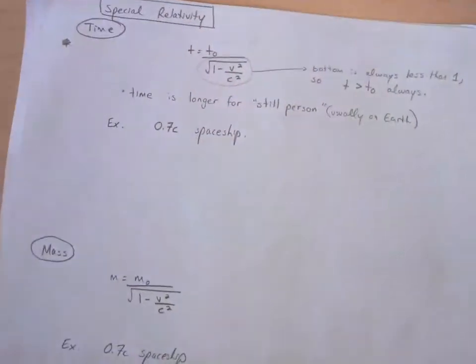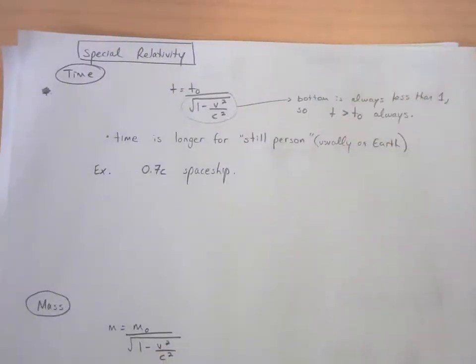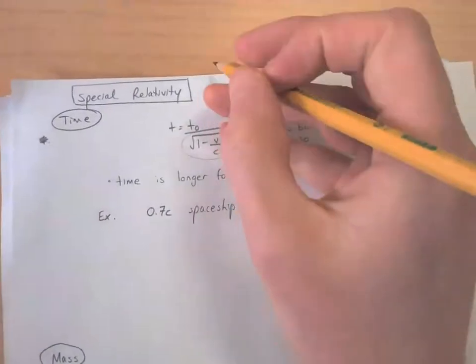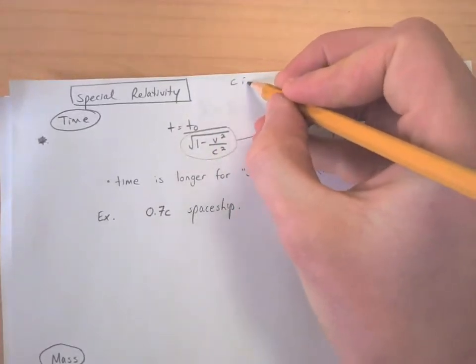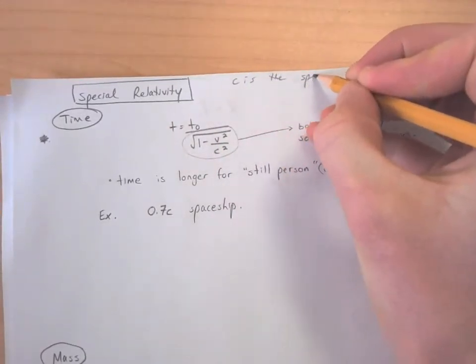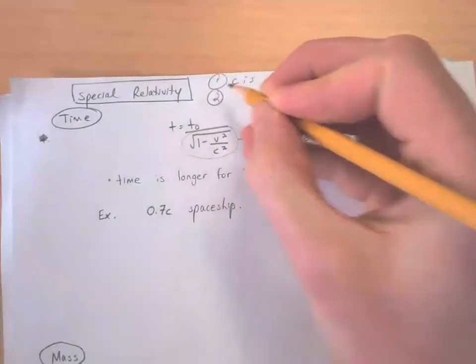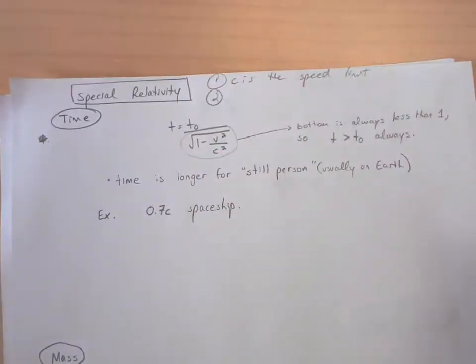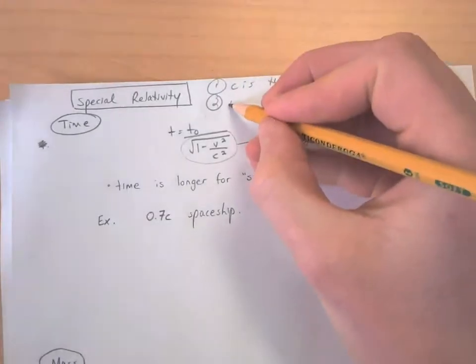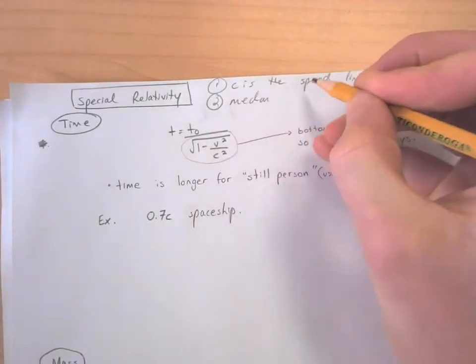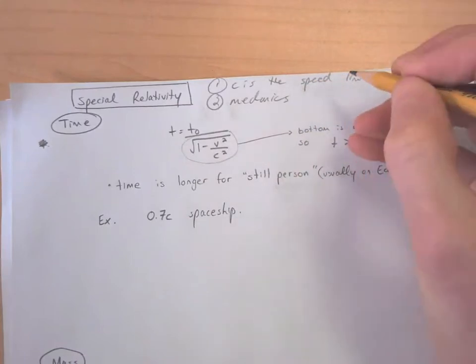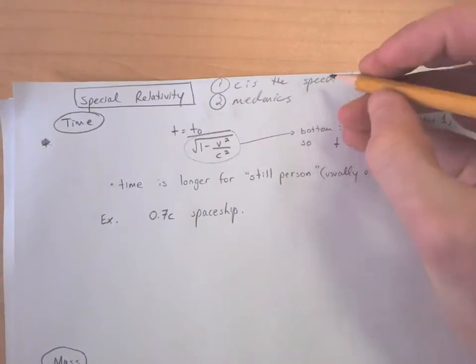So what did we learn in Physics 12 for special relativity? Well, overall, we knew those first two rules, where one, c is the speed limit, pretty much, and the other rule was the mechanics work in all frames of reference. You just have to know what frame of reference you're working in.